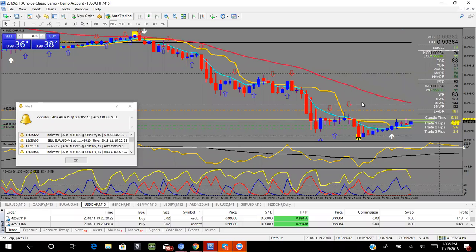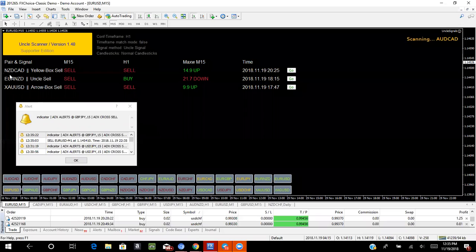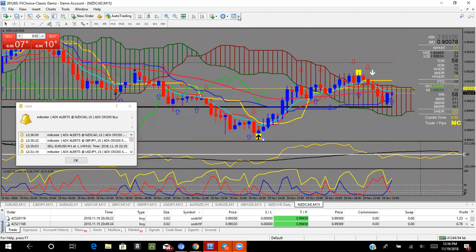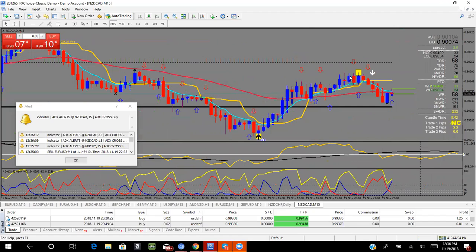Okay, I'm back again. We have 9 minutes left on the candle and it's beginning to get its rise up, but I just got an alert on my Uncle Lee scanner here. We have a yellow box sell on NZD CAD. It matches the 15-minute and the 1-hour time frame. It says sell, but right now it's going to go up a little bit first, about 15 pips. So I'm just going to go check it out. It does say sell. It's going to go up right there and then come down. See, it's going up at the moment.